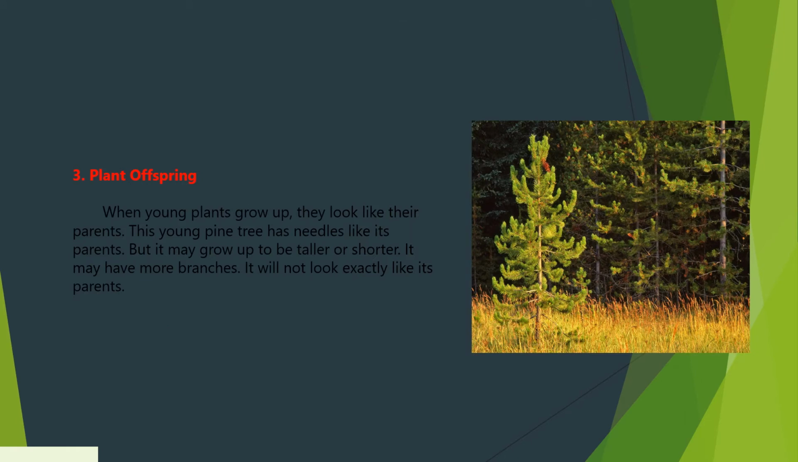Plant offspring. When young plants grow up, they look like their parents. This young pine tree has needles like its parents, but it may grow up to be taller or shorter. It may have more branches. It will not look exactly like its parents.